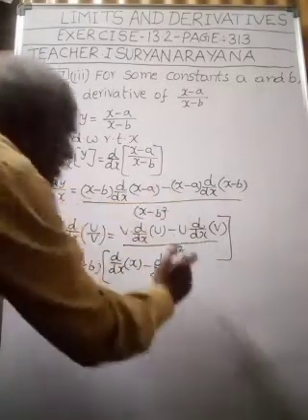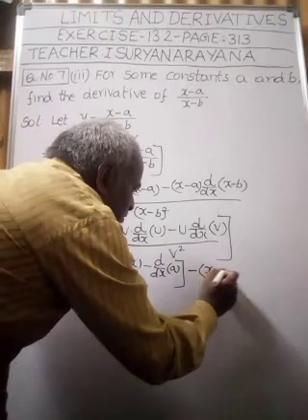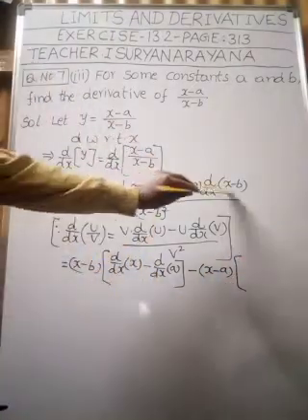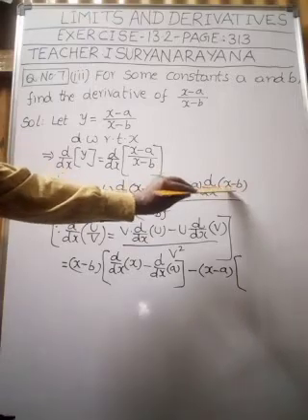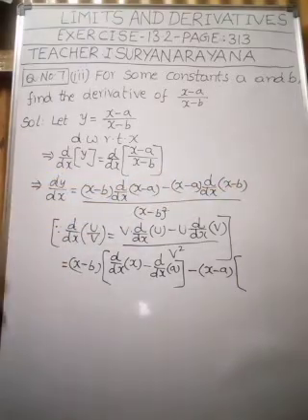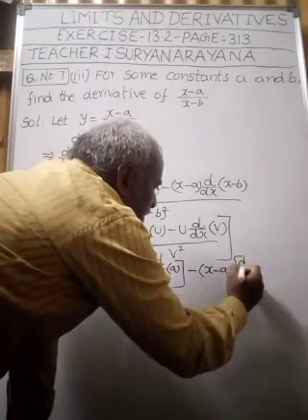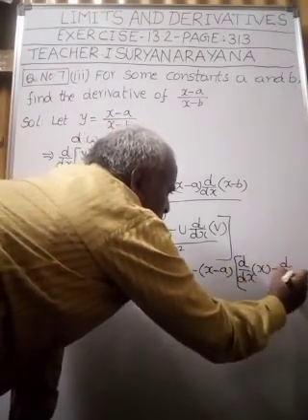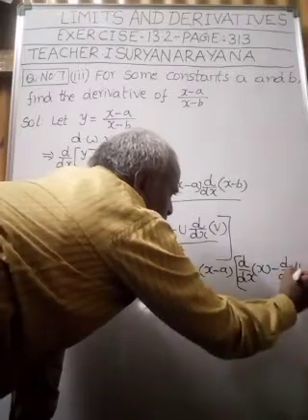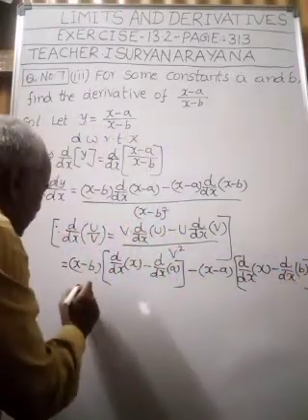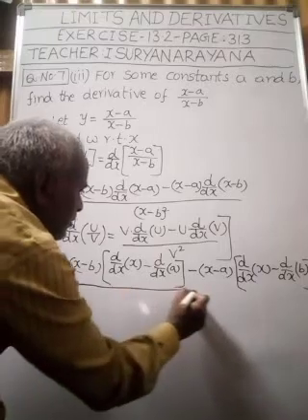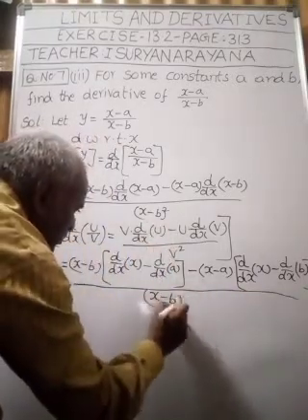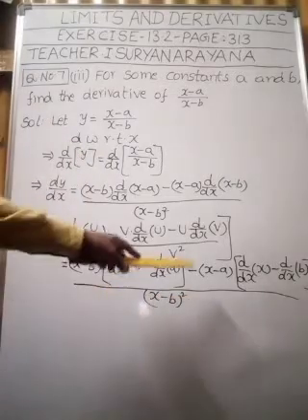Right. Minus of x minus a into, again here also distributive property. Two terms are there. For these two terms, we find the derivatives separately. d by dx of x minus d by dx of b, whole divided by x minus b whole square. Understood this statement is done?